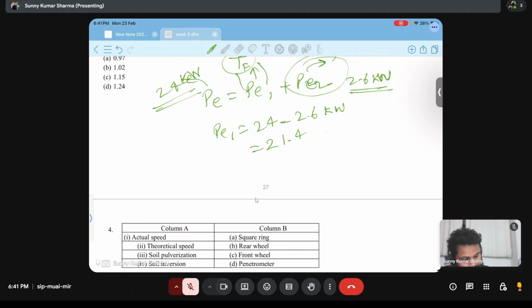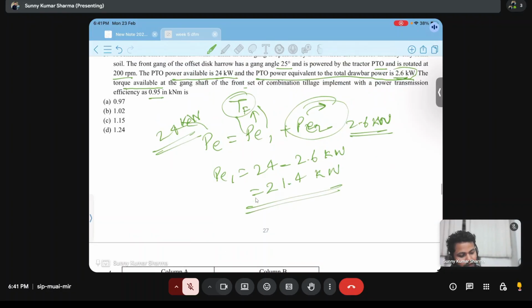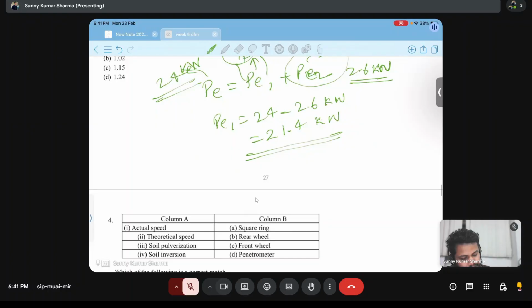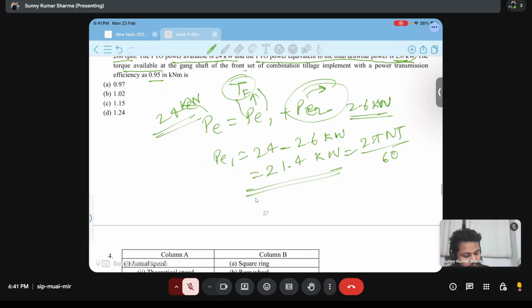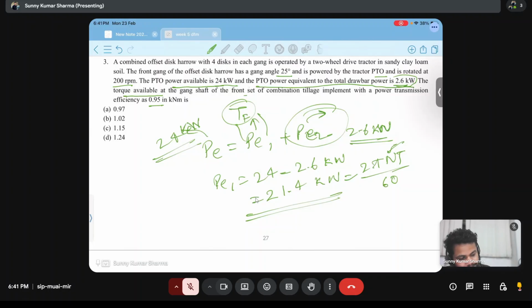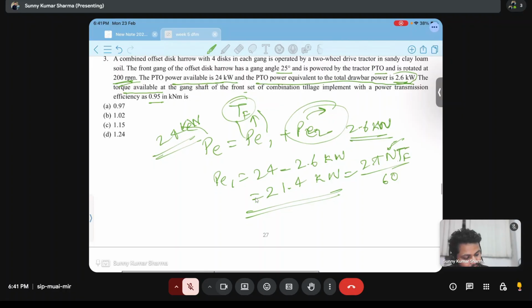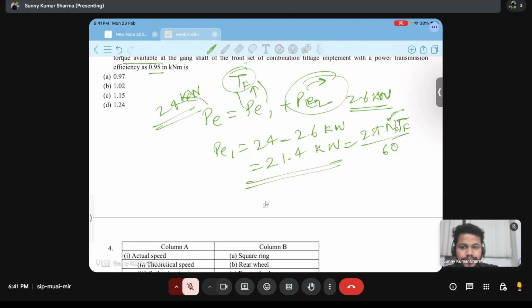21.4 kilowatt. So this is just for rotating the disc harrow. So for rotating the disc harrow, the 2 pi nT by 60 value is this one. The RPM of the disc harrow is given, 200 RPM. Yes, sir. We need to find the torque. This is the RPM of front gang, torque of front gang by 60. So we can find the torque here. So you can calculate and tell me what answer is coming.